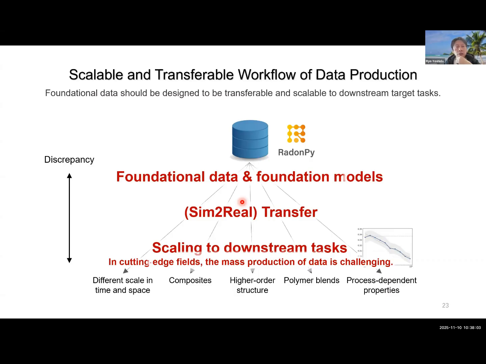In this context, the foundational data should be designed to be transferable and scalable to a wide range of downstream target tasks in the cutting-edge field of science. So this is our strategy for data production for AI for science.